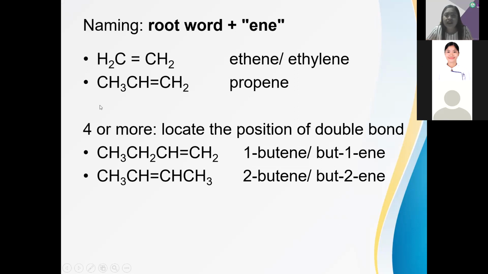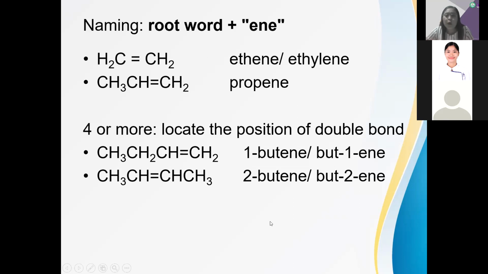If it is already 4 or more na carbon, that's the time we are going to locate the position of the double bond. And again, pag 4 na siya or more ng carbons, kailangan na tayo mag-locate ng position of the double bonds. Like this one, these are just 4 carbons, 4 carbon alkenes. Like we have 1, 2, 3, 4. So this is but plus the -ene. So we call that butene. But since 4 carbons siya, kailangan na natin i-indicate.